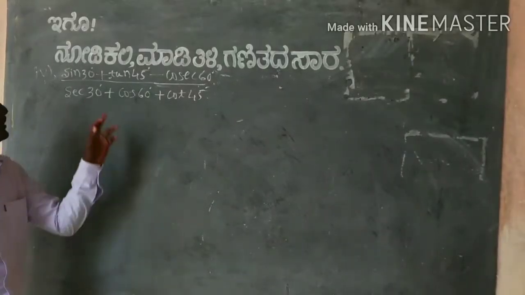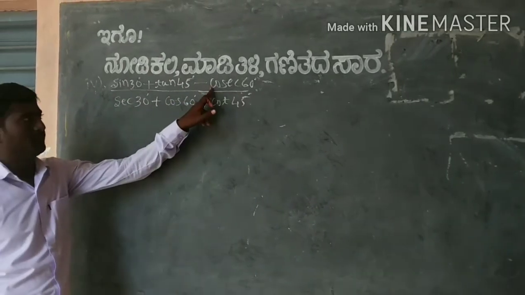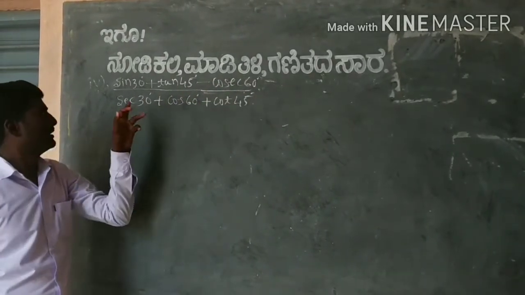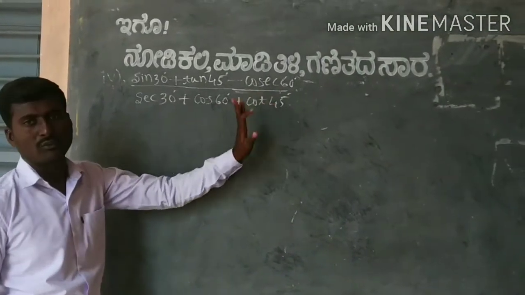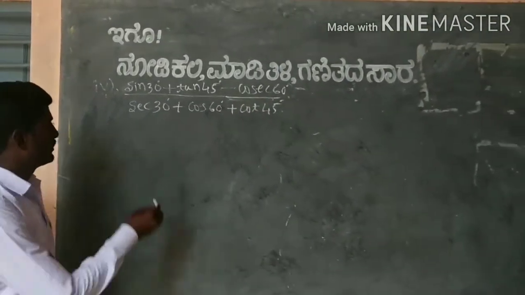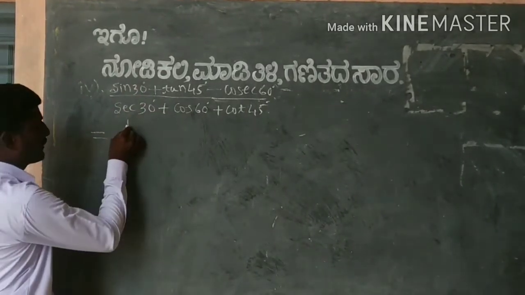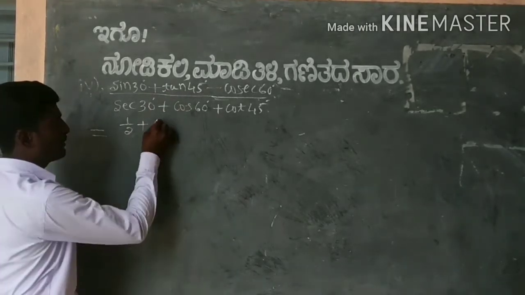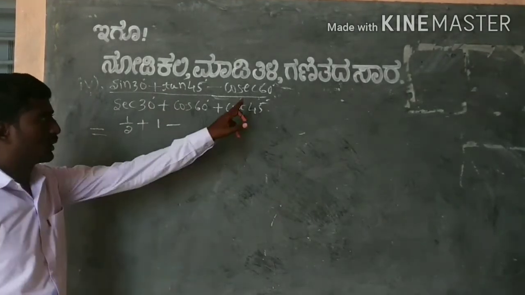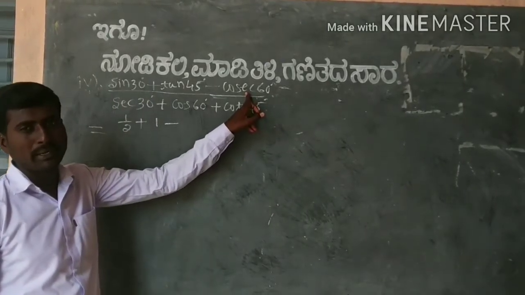Let us solve the fourth question. Sin 30 plus tan 45 minus cosec 60 degree divided by sec 30 degree plus cos 60 plus cot 45 degree. Now this is equal to sin 30. Sin 30 value is 1 divided by 2 plus tan 45. Tan 45 degree value is 1 minus cosec 60 degree. It means 1 divided by sin 60.